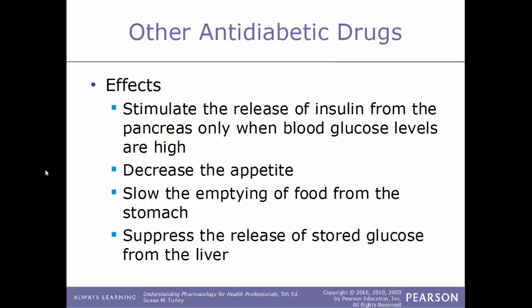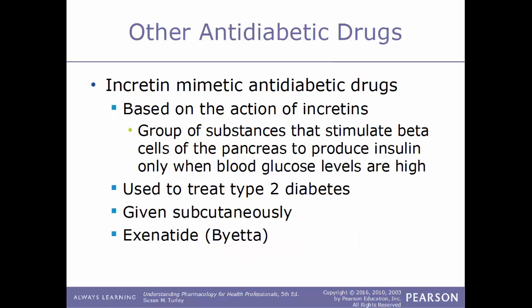Or they may act by suppressing the release of stored glucose from the liver. Another type of anti-diabetic drugs is incretin mimetics, and these are based on the action of incretins. These are a group of substances that stimulate the beta cells of the pancreas to produce insulin, but only when the blood glucose levels are high. These are used to treat type 2 diabetes, and this is given by a subcutaneous injection. An example of this kind of drug would be Exenatide, sold under the trade name Byetta.